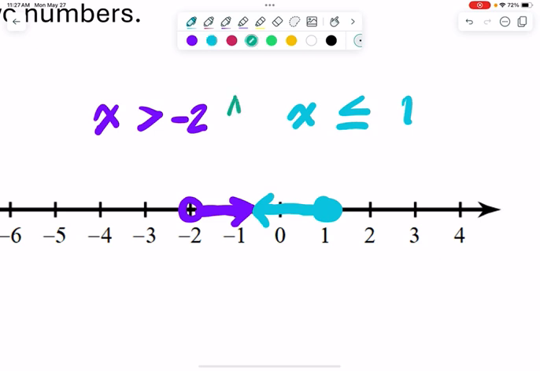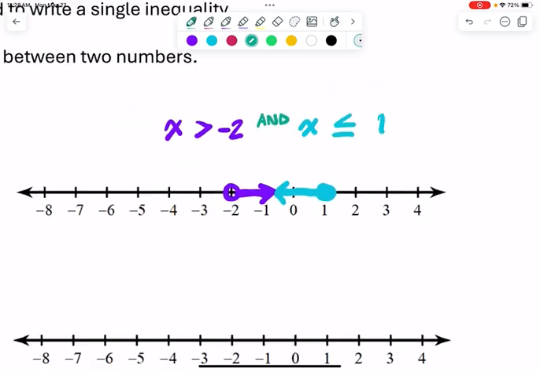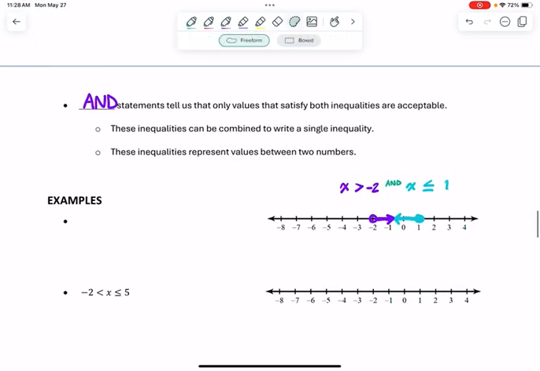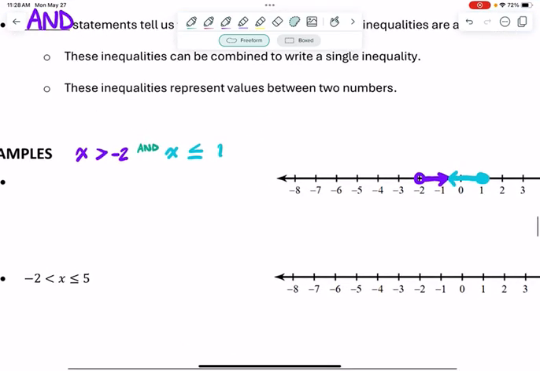Now, this is technically how I can write an and situation as two separate inequalities. But our goal here is actually going to be to combine these into one mega inequality. So I'm going to take this information and bring it here, and I'm going to talk you through how to make one mega inequality. It's actually quite simple. What we're going to do is put our information in order from smallest to greatest.